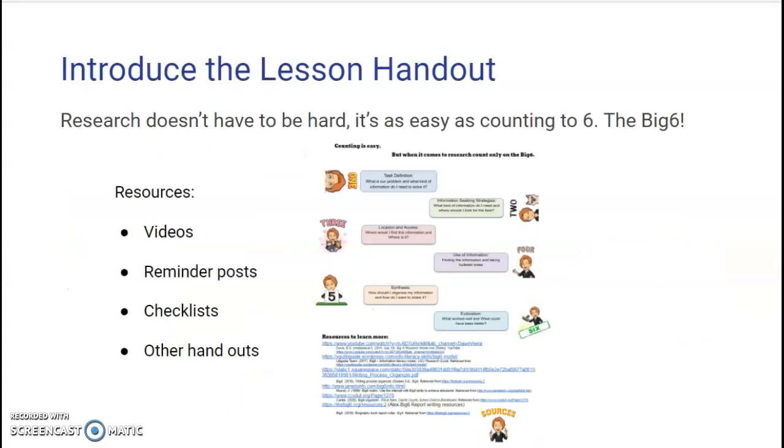Let's take a quick look at that handout you received. This reminds you that research and information doesn't have to be stressful or hard. It's as easy as counting to 6. I've put a little picture with each step to let you know where you are in the process, and I've added some extra examples and tools that you may use if you need a bit more help. There are videos, reminder posts, checklists, and other handouts with different wording and other ways of looking at the Big Six that someone else might find a little easier, and if they like that better, that's fine.